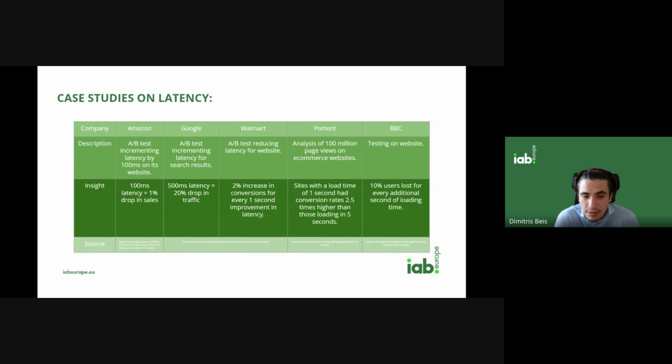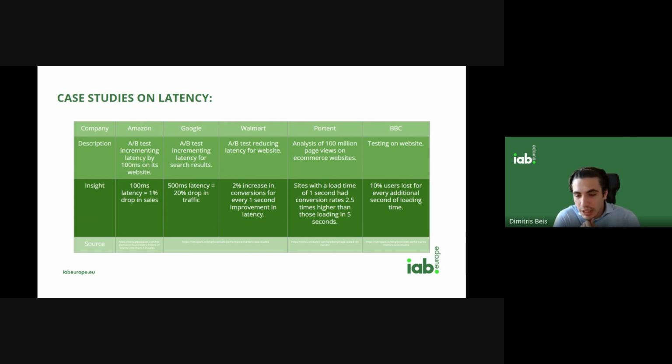Then there was an analysis of a lot of e-commerce websites that showed that the best performing ones had a load time of 1 second. And actually after 4 seconds of loading, then the performance starts to drop rapidly. And then finally, from a publisher perspective, the BBC did similar testing, found that they lose about 10% of the users for every additional second of loading time.